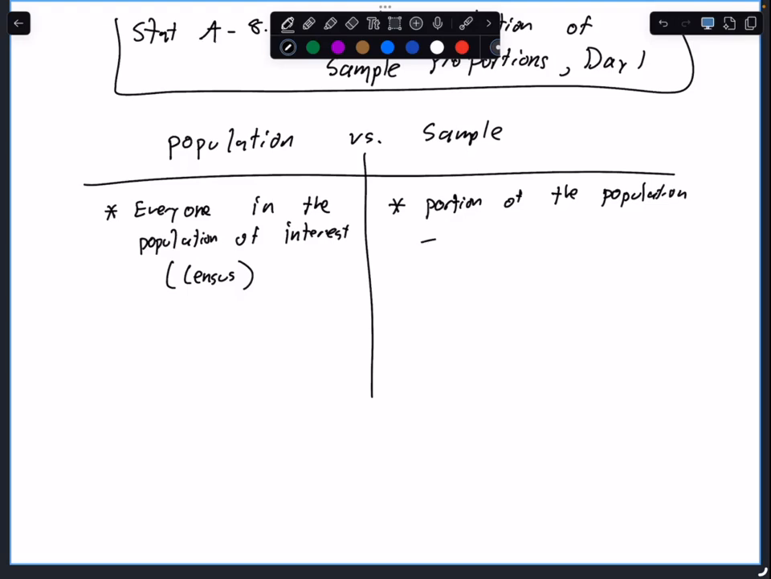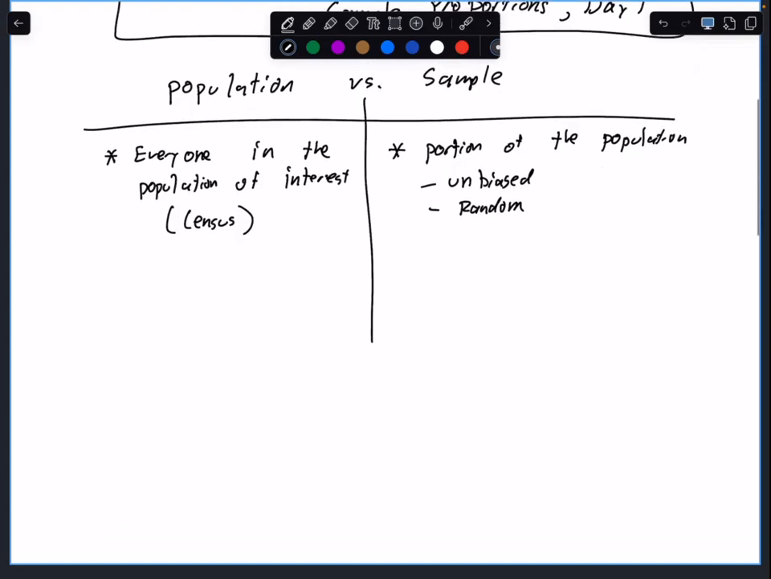And what's more important is that we want it to be unbiased, which means that we want it to be random. So we want an unbiased sample. We want something to be random. We've learned earlier in our course what it means to be random, different ways to take random samples: a simple random sample, systematic random sampling, cluster sampling, stratified sampling, a lot of different random sampling methods.